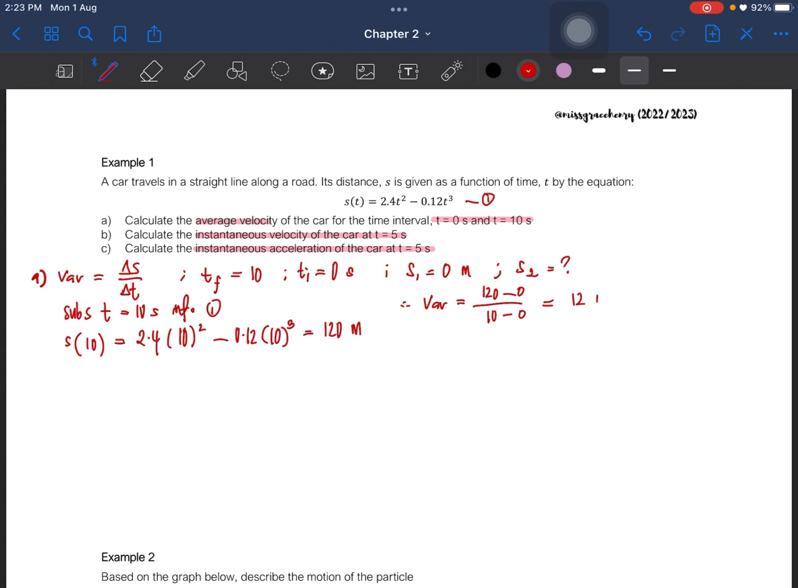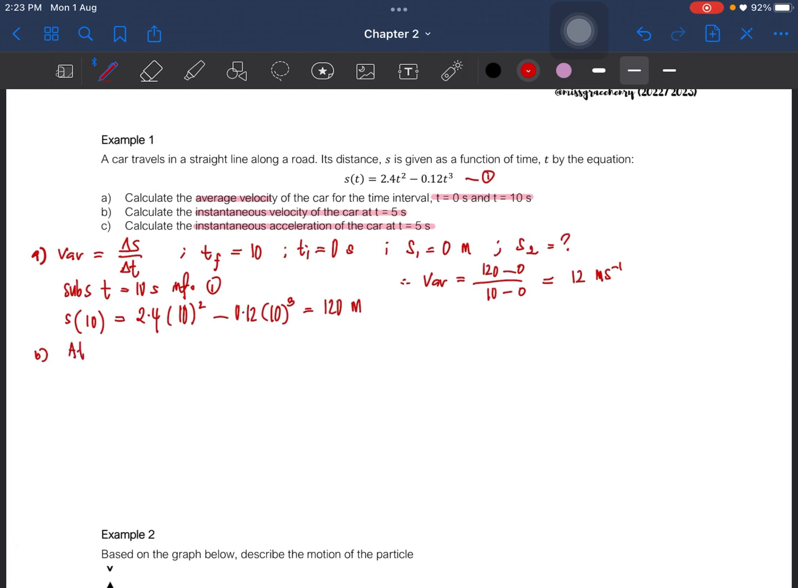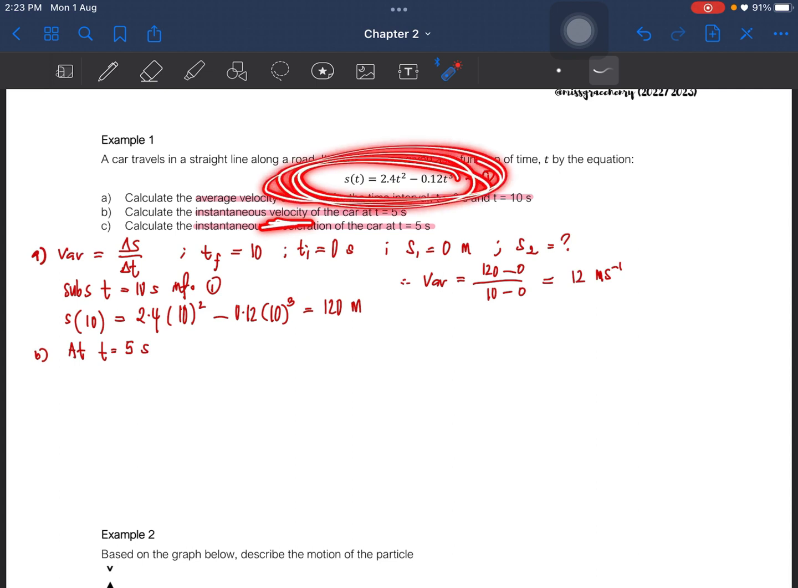So we will get 12 meter per second. So that is the average velocity of the car. Okay, and then the instantaneous velocity at t equal to 5 seconds. So we need to substitute t equal to 5 seconds. But now this is asking about velocity. So this equation is not for velocity.